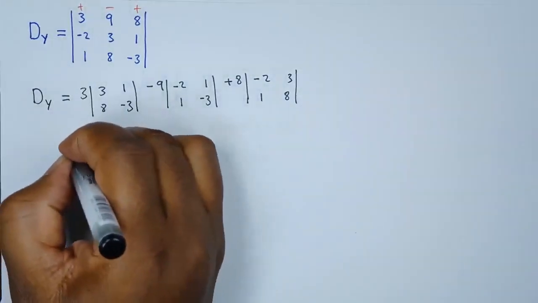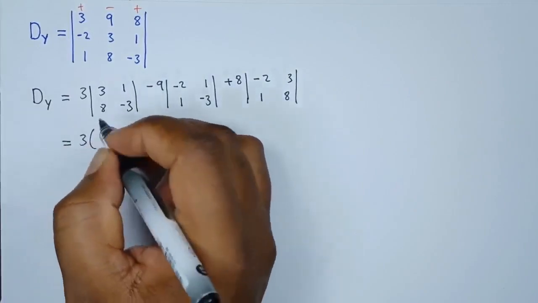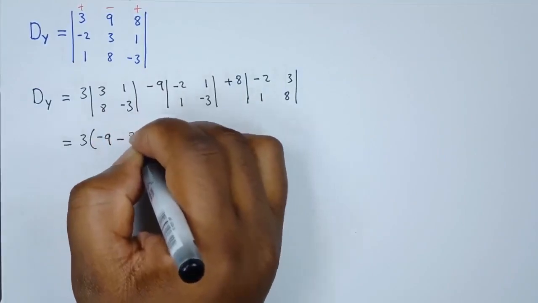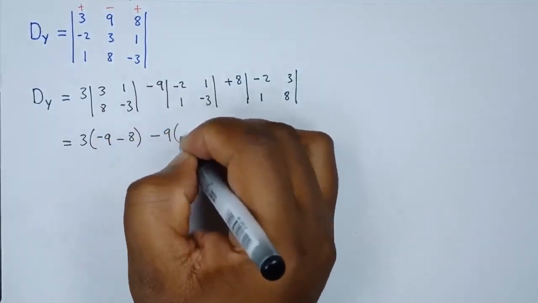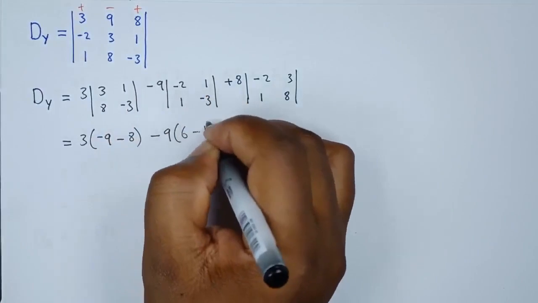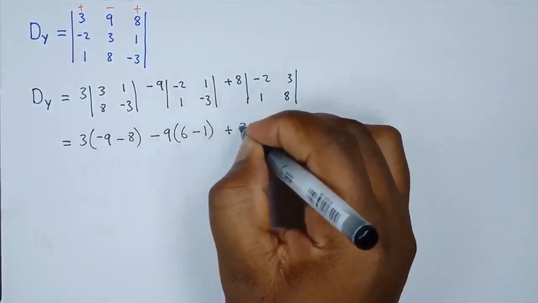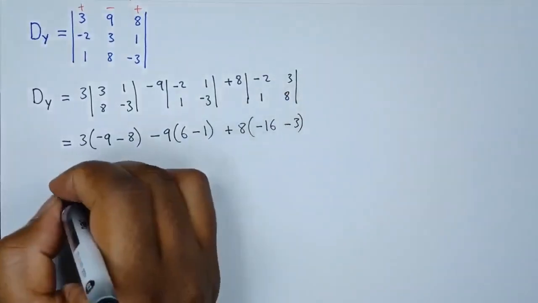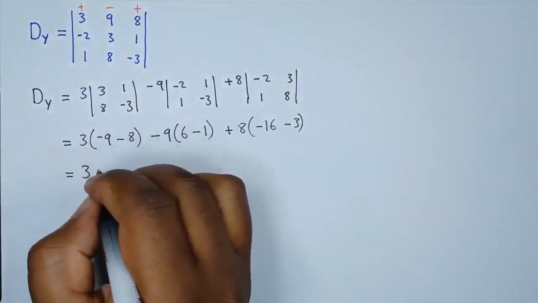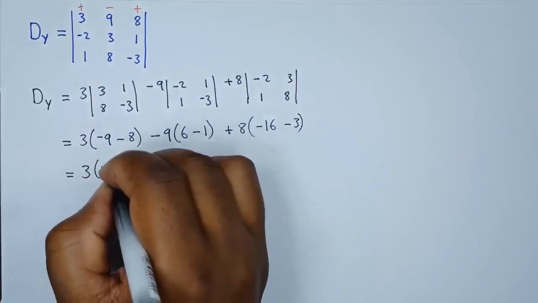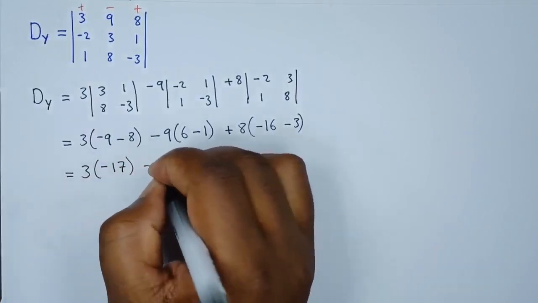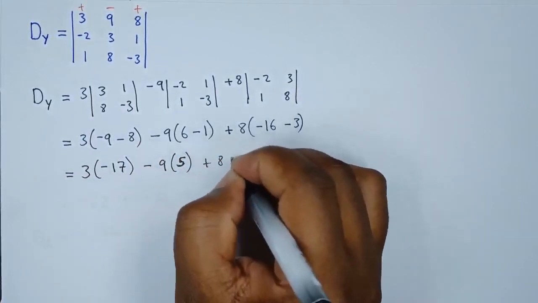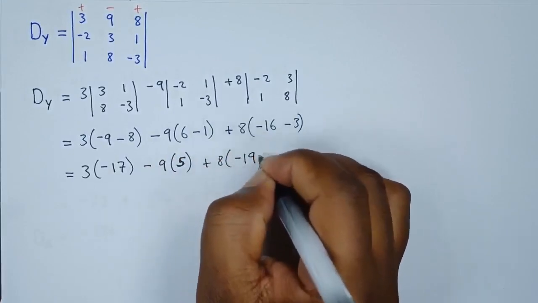Okay, so the next thing will be 3. The determinant there will give us negative 9 minus 8 minus 9. This will give us positive 6 minus 1, then plus 8. This will give us negative 16 minus 3, like that. So this will reduce to 3 times negative 17 minus 9 multiplied by 5, so 5 plus 8 multiplied by 19.